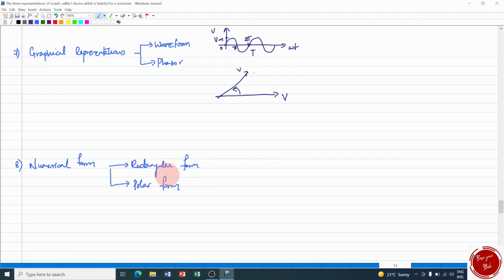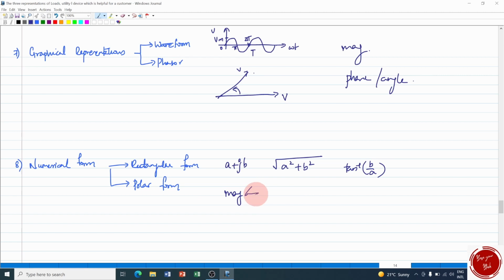And next is the numerical form of the AC signal representation, that is rectangular form and polar form. A plus jB is the rectangular form. From the graphical representation we get the magnitude, also the phase. Phase means the angle. Similarly, this magnitude and phase can be obtained from a rectangular form also, where magnitude is root of a squared plus b squared, and angle is tan inverse of b by a. And the polar form is magnitude and angle, the phase. Like 5 angle 30 indicates 5 is the magnitude, 5 volts or 5 amperes, etc. And the 30 degree indicates the phase, the angular position of the particular voltage waveform or current waveform. Examples are done in the last video.